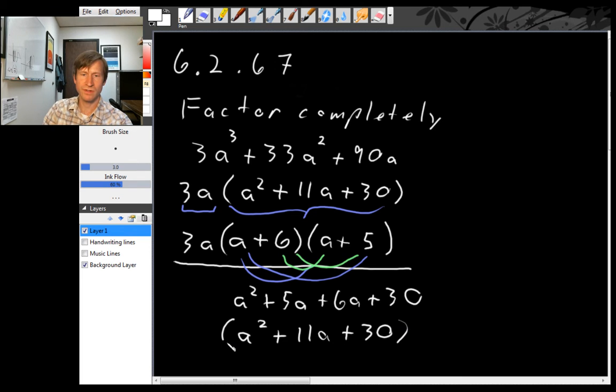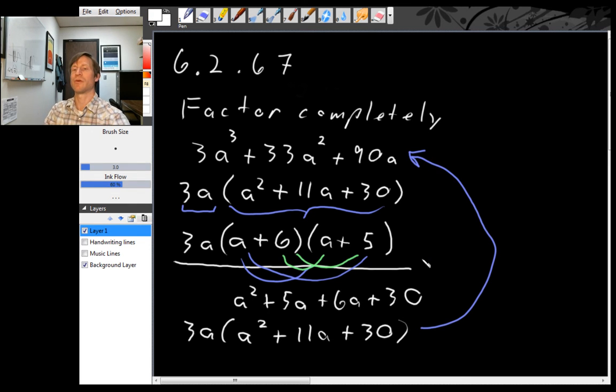And of course, there's still the 3a on the outside of the parentheses. And then when you distribute the 3a through, you do get what we started with. So we're right. As usual, the numbers in your problem might be different if you're doing this problem online, but the ideas will be the same.